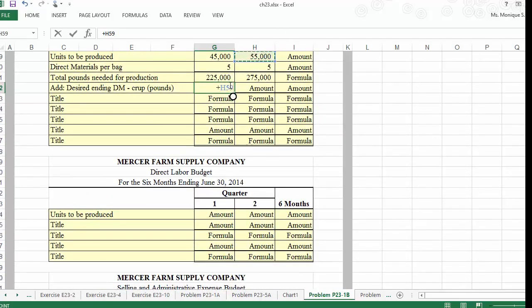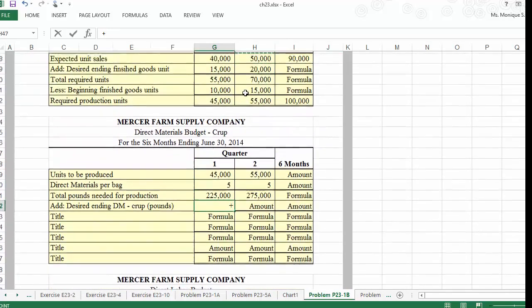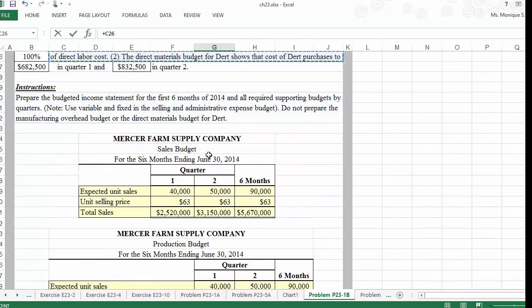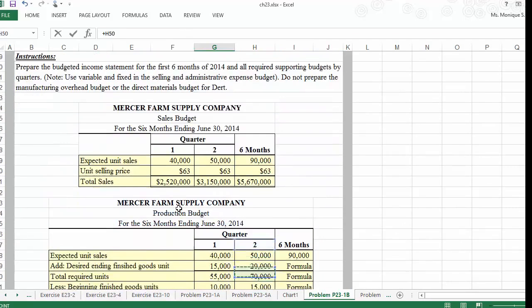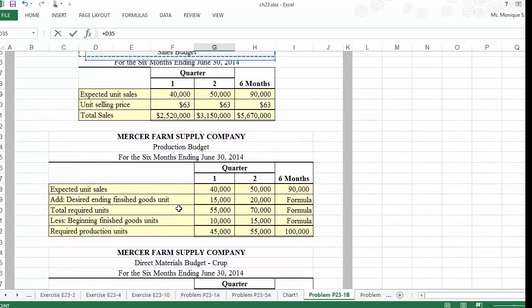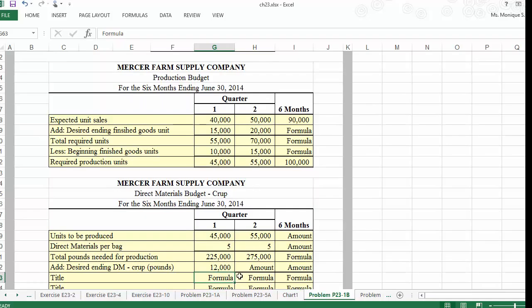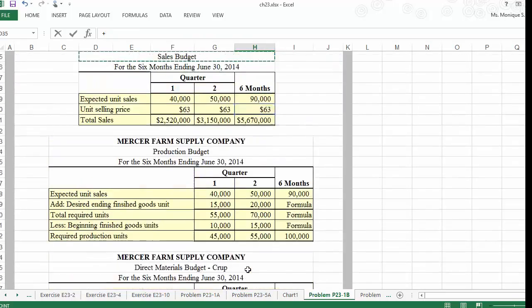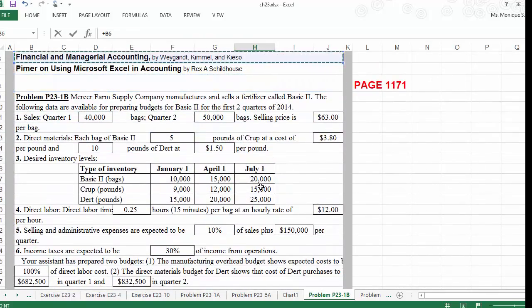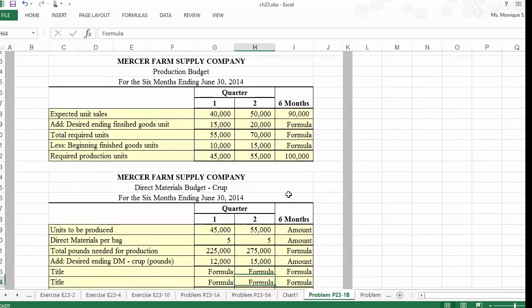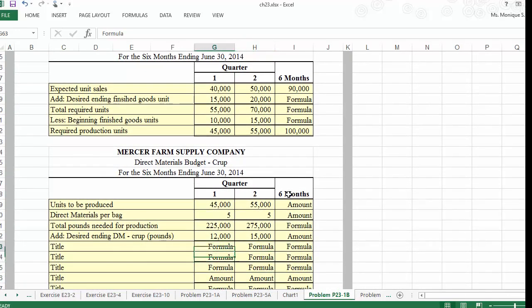So for ending, we're going to, I didn't lock in. So our ending for quarter 1 is the same as the beginning for quarter 2. I gotta get back up there. Okay, so that would be the April 1st date, which is the ending for quarter 1. I press enter, and then my ending for quarter 2 will be the beginning for quarter 3, which was the 15,000 pounds. So we'll add those two together.